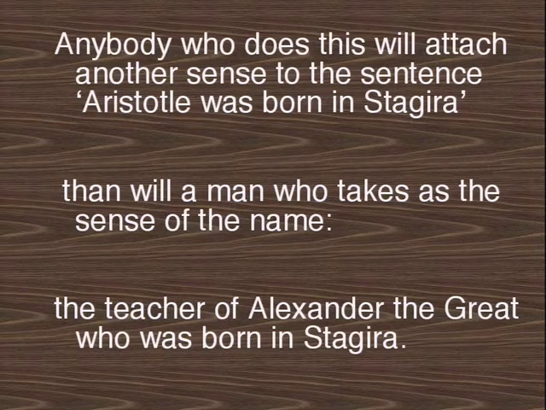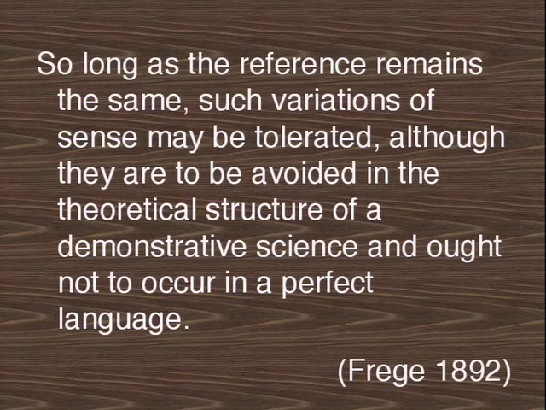And Frege says, rather sternly, so long as the descriptions all pick out the same object, so long as the reference remains the same, these variations in sense may be tolerated, but, he says sternly, they are to be avoided in the theoretical structure of a demonstrative science and ought not to occur in a perfect language. So it's kind of tolerance, you know. He doesn't mind this going on a bit, but don't let it get out of hand. Okay, you can have some variation in the description you associate with a name.